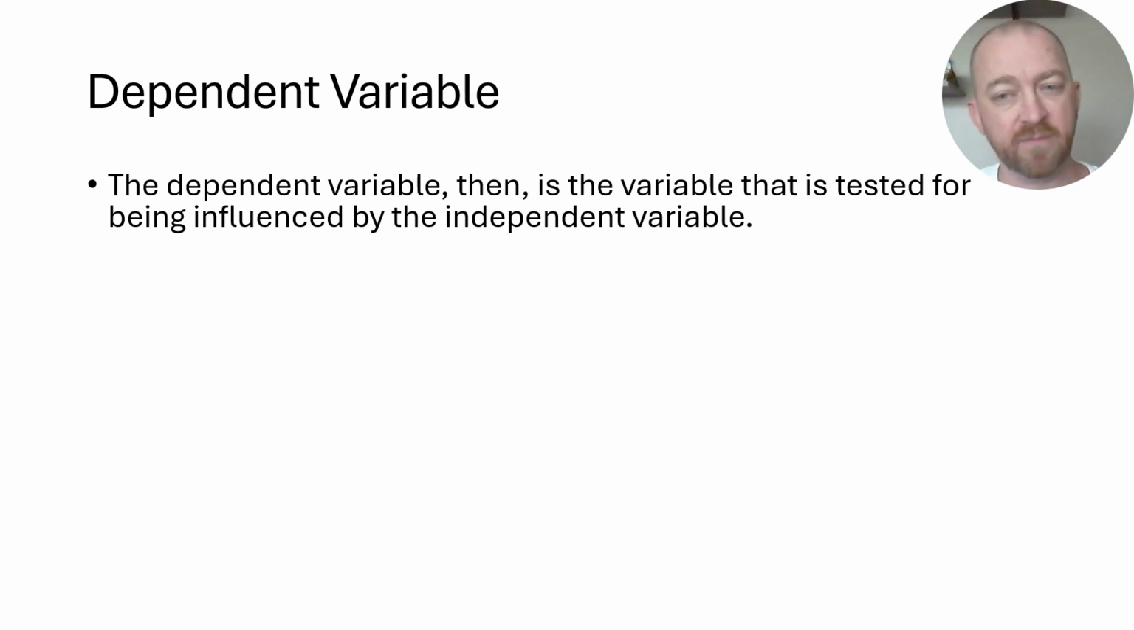The dependent variable is the other thing. It's the thing that we think may be influenced by the independent variable. Now, it's important to also note, it's not that the researcher necessarily thinks that it is being influenced, but the researcher is testing for that possibility, okay? You don't necessarily have to have some kind of opinion as the researcher as to what is going on.